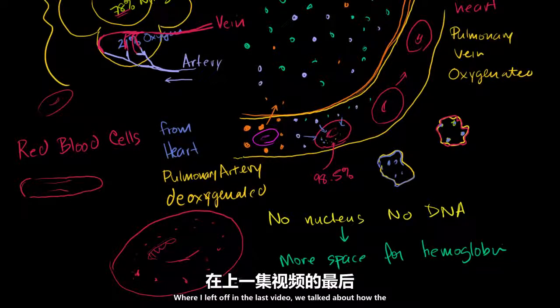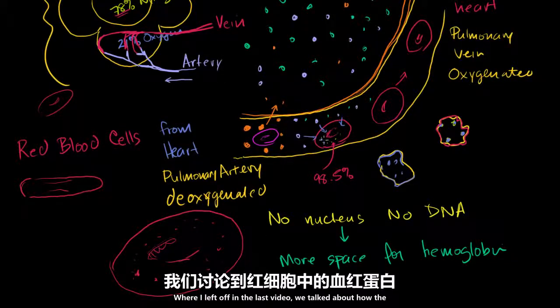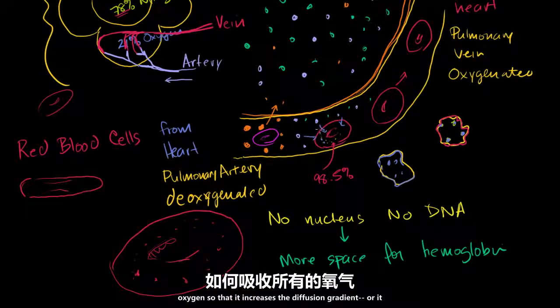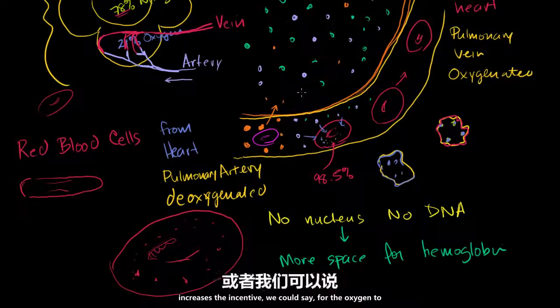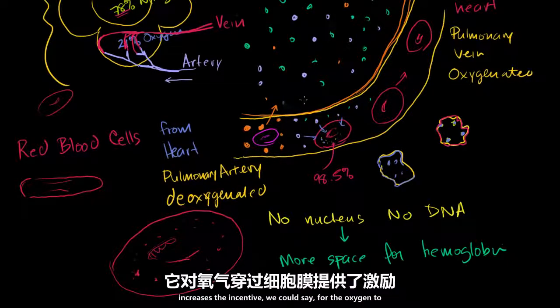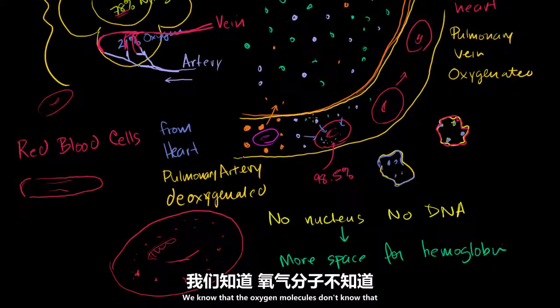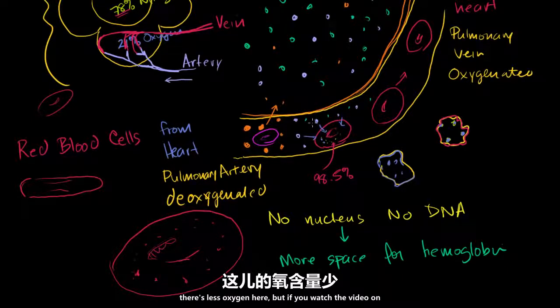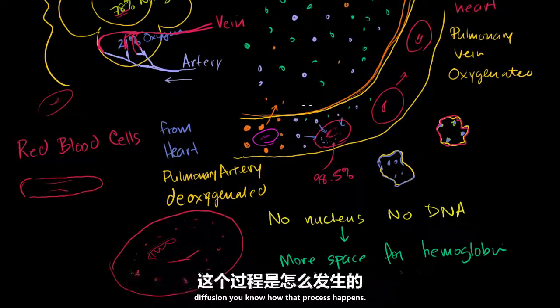Where I left off in the last video, we talked about how the hemoglobin in red blood cells is what sops up all of the oxygen, so that it increases the diffusion gradient, or it increases the incentive, we could say, for the oxygen to go across the membrane. We know that the oxygen molecules don't know that there's less oxygen here, but if you watch the video on diffusion, you know how that process happens.